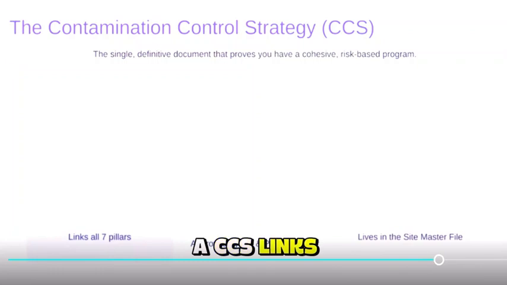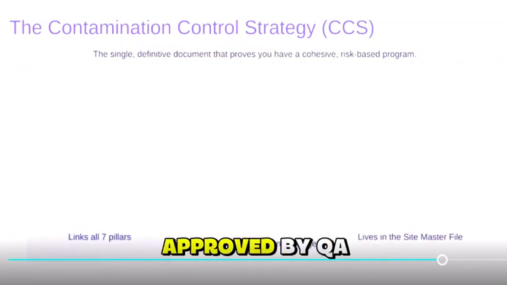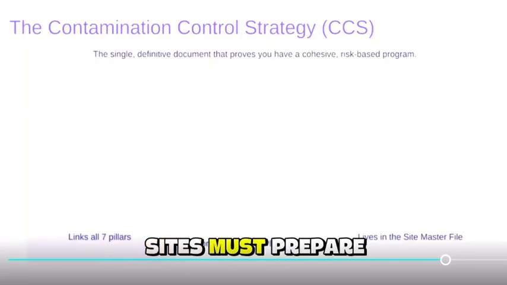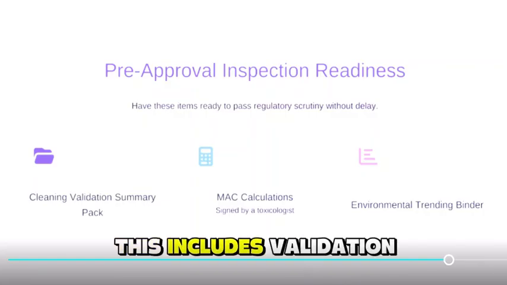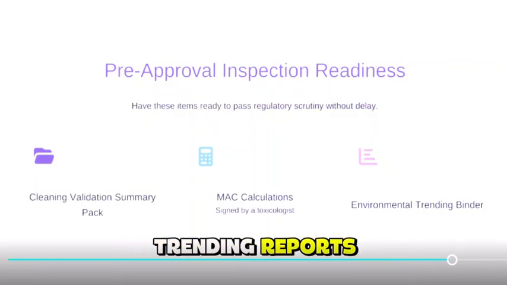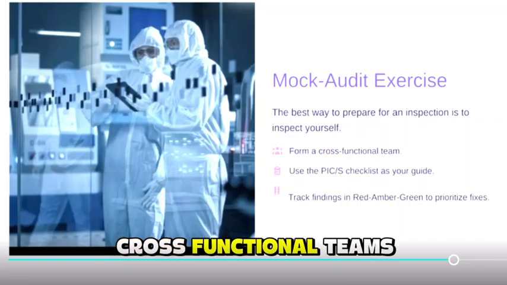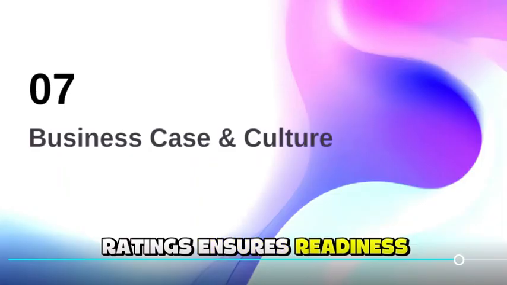A CCS links all prevention pillars into one framework. It should be approved by QA and embedded in the site master file. Sites must prepare contamination packages for regulators. This includes validation summaries, MAC calculations, and trending reports. Mock audits with cross-functional teams are the best preparation. Using checklists and RAG ratings ensures readiness.